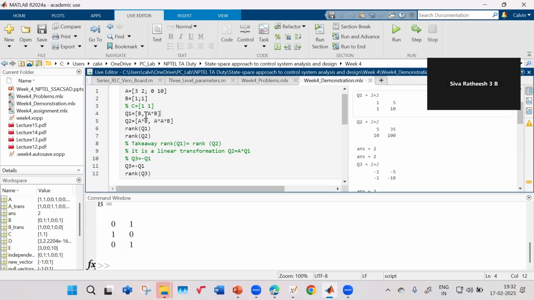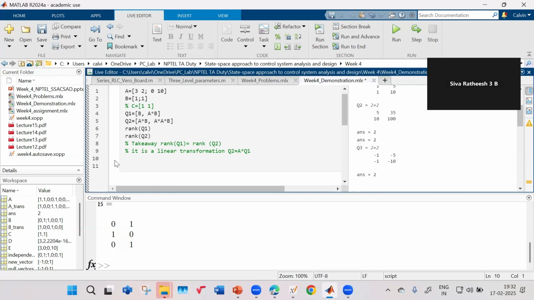So suppose you have defined your matrices A and B. MATLAB has a command, and that command is controllability. It will find the controllability matrix, and you just have to give the inputs A and B. If I do that, this is the answer: my controllability matrix is 1, 1, 5, 10, which is the same as my Q1 matrix. So there is a command in MATLAB to directly give you the controllability matrix given your system matrix A and your matrix B. And if I want to make it even simpler, I just find the rank.